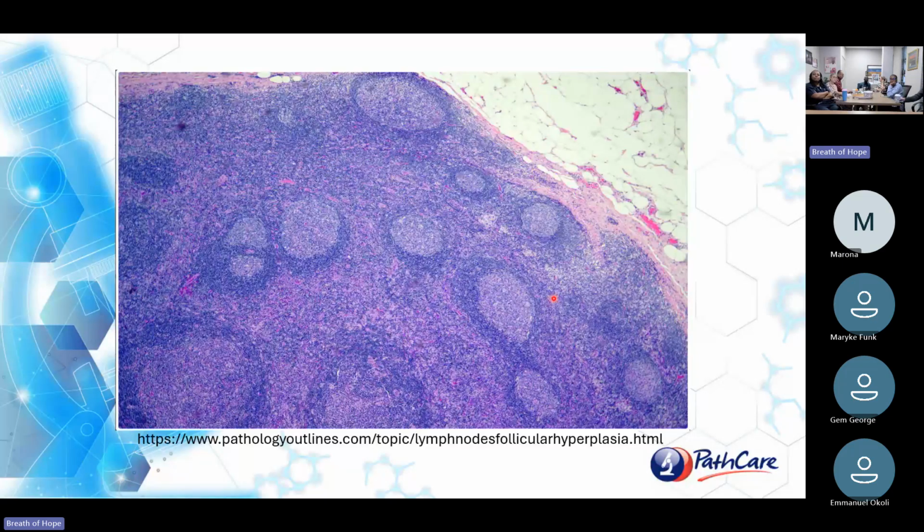This is a picture showing what the pathologist will see when they see reactive follicular hyperplasia. So typically, you only have a few follicles under the cortex, but here we have big, prominent follicles all over the lymph node and very prominent mantle zones. However, the architecture appears to be preserved. There's no invasion of cells in and out of the germinal center.